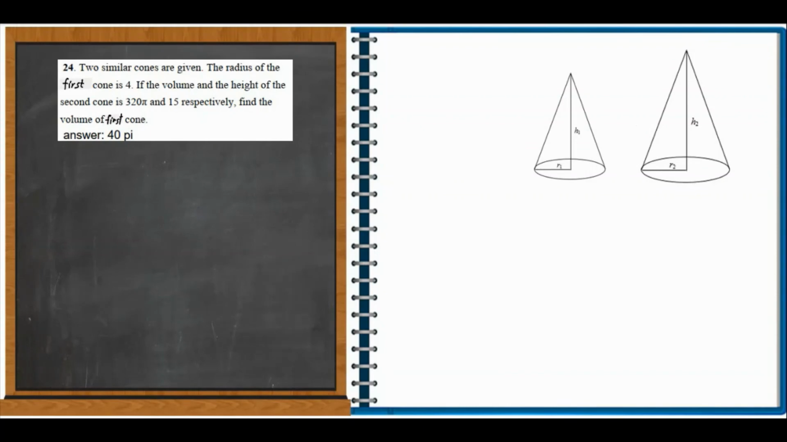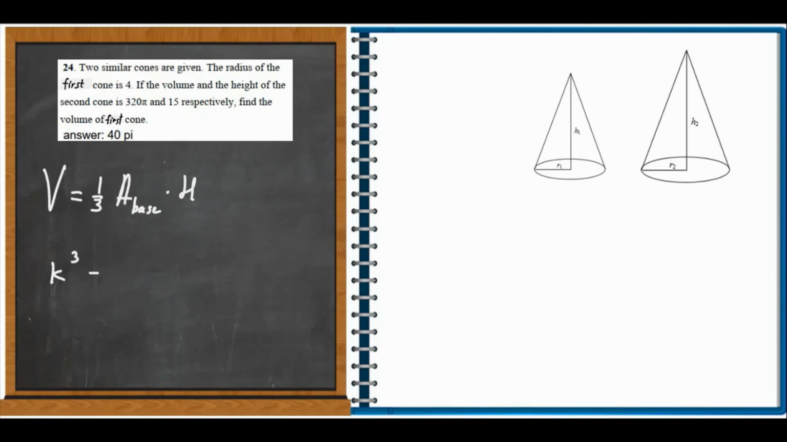Number 24. 24 is about 3D shapes. Two similar cones are given. The radius of the first cone is 4. If the volume and height of the second cone are 320 pi and 15, respectively, find the volume of the first cone. Here we need to know the volume formula of the cone. Volume of the cone is 1/3 of the area of the base multiplied by height.